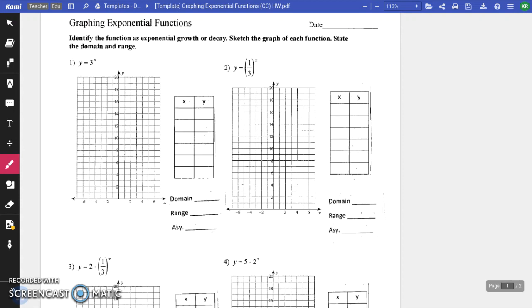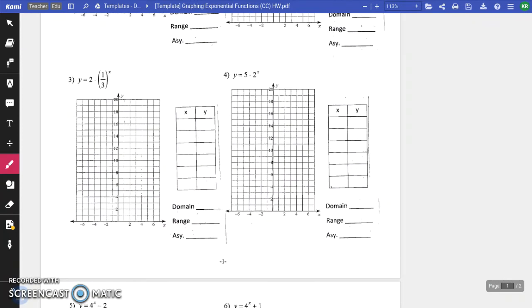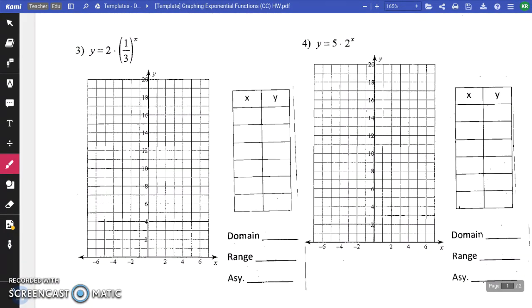Okay, we're going to work on graphing exponential functions today. So this is going to be your homework, but I want to do a couple of them with you so that you can get an idea of what I'm looking for. All right, so we've been introduced to exponential functions.